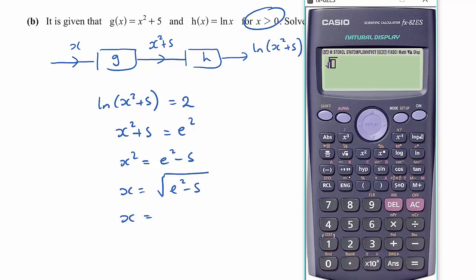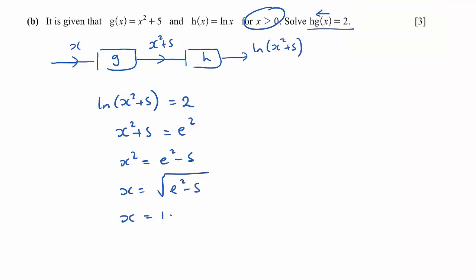And what have we got? Square root of e squared take away 5, and that gives me 1.55, correct to 3 significant figures.